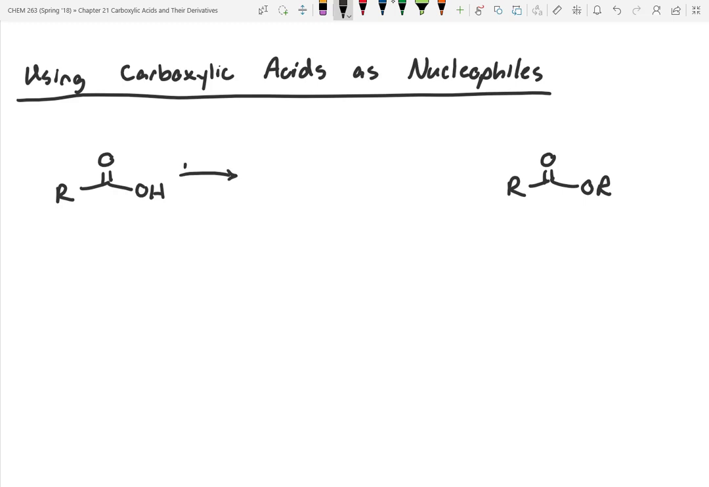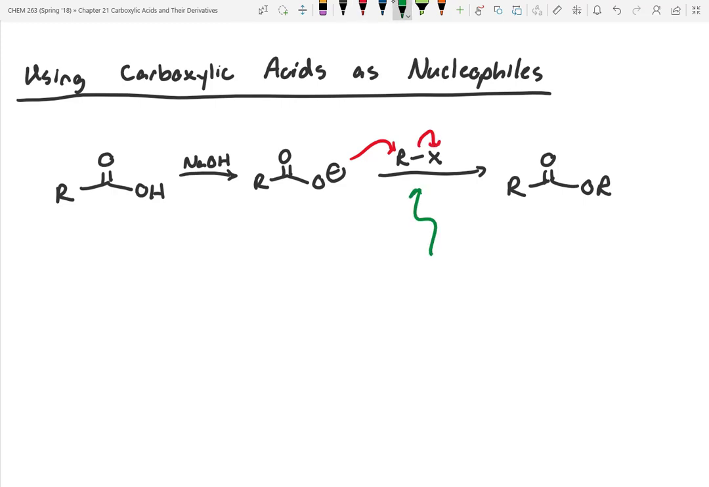So most of the time you'll see something like sodium hydroxide used because it's a cheap base. Once you have the carboxylate salt, now all of a sudden you've got a negative charge on that oxygen. It's a pretty good nucleophile. This can attack that carbon and kick off your leaving group. The key with this is this has to be a very good electrophile.